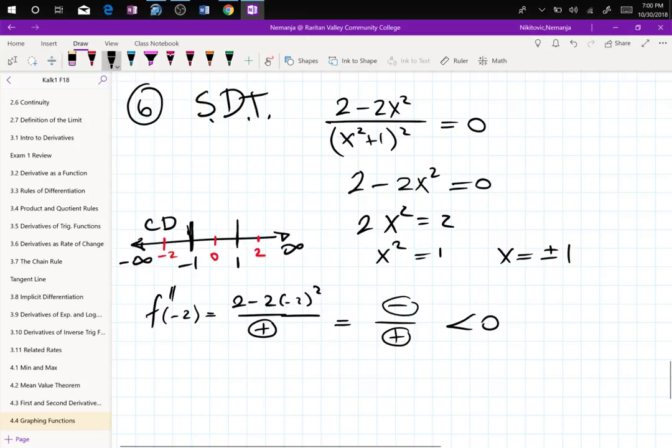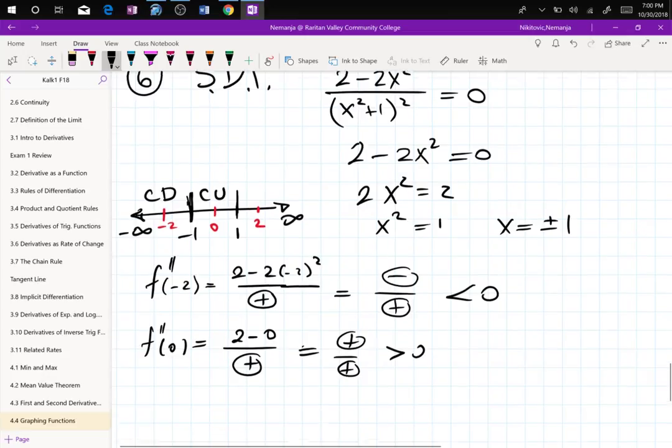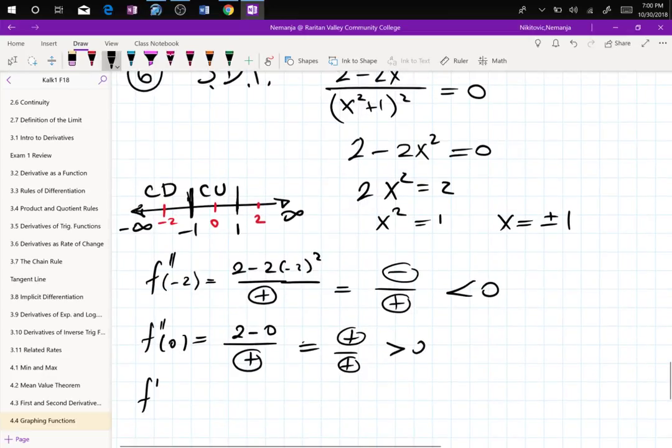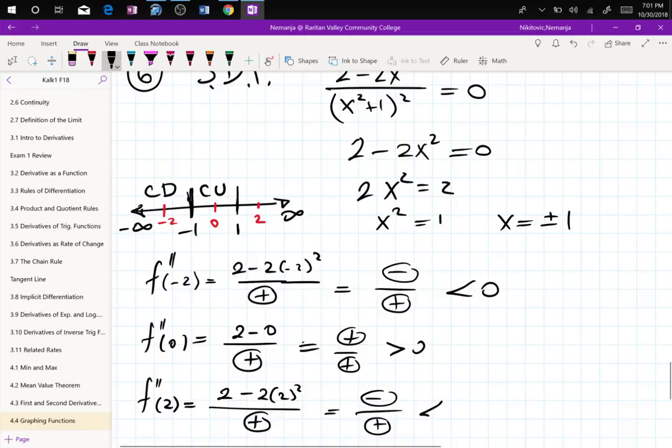Second derivative computed at 0: 2 minus 0 divided by a positive number. That's positive divided by a positive, larger than 0, concave up in the middle. And finally, second derivative computed at 2. It's going to be the same as the previous one because it was squared. And we have another concave down.